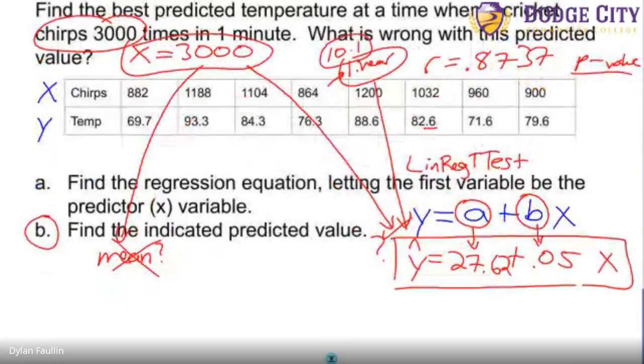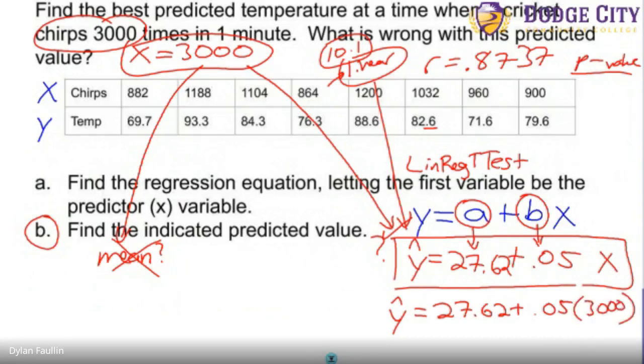Right, so we'll plug in 3,000 for x. So we have 27.62 plus 0.05 times 3,000. I guess I could do this one on my calculator here. So we have 0.05 times 3,000 plus 27.62. And I'm getting a prediction of 177.62.